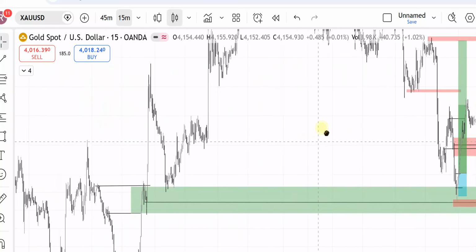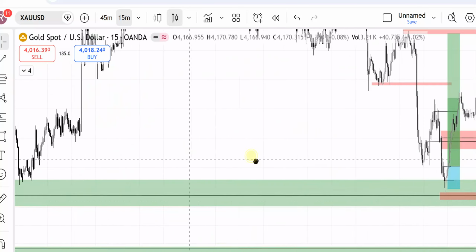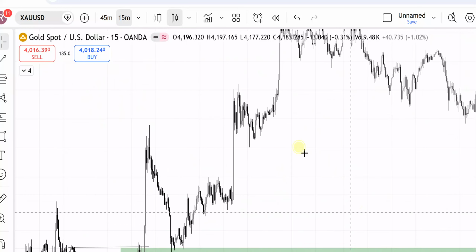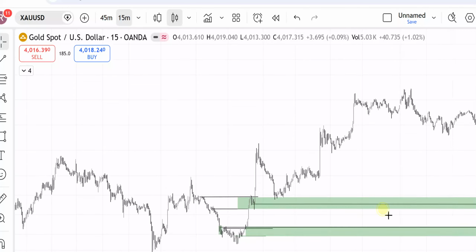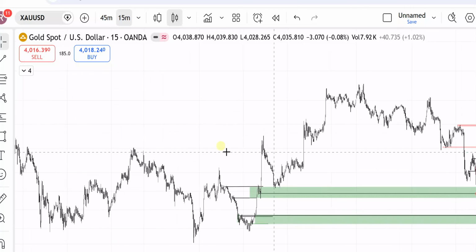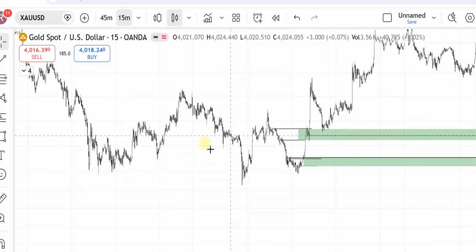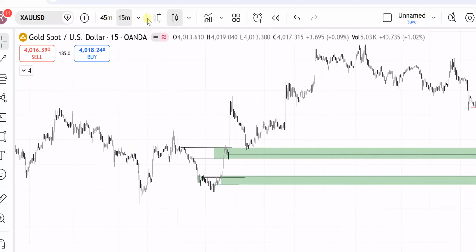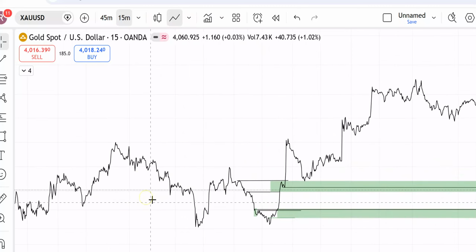So as you can see here, I'll give another example. As you see, I just converted it into the line chart.